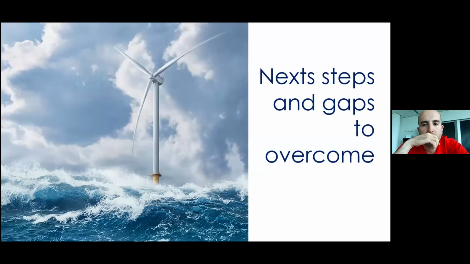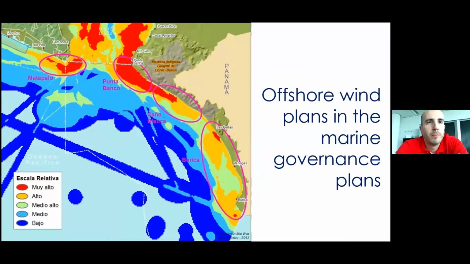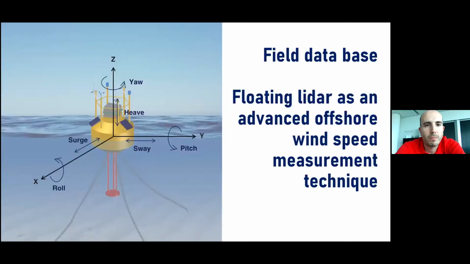So, what are the next steps and gaps to overcome? Well, offshore wind plants in marine areas need at least governance. At this moment, there is no governance of marine planning in Costa Rica. So we need to work on marine governance. We need to work on field databases. We lack, unfortunately, a lot of field data to take strong decisions.